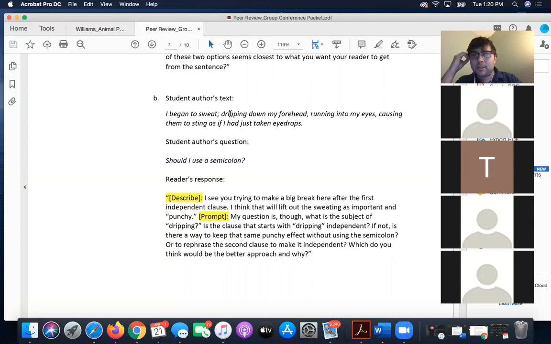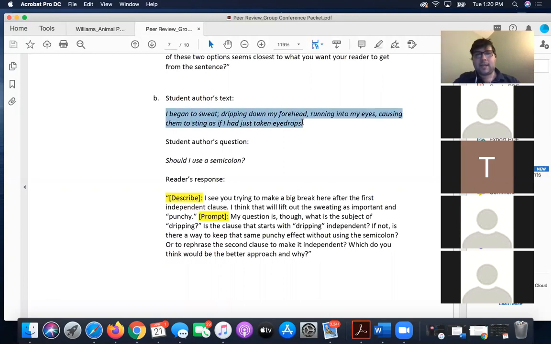And even though that's what the author is asking of you, you'll still want to resist that and try to reframe the question in terms of that describe and prompt feedback. Another question you might have is, well, what if they're asking me about grammar? Can I still do describe and prompt feedback with a grammatical question? The answer is yes, you can. Here's an example of that.